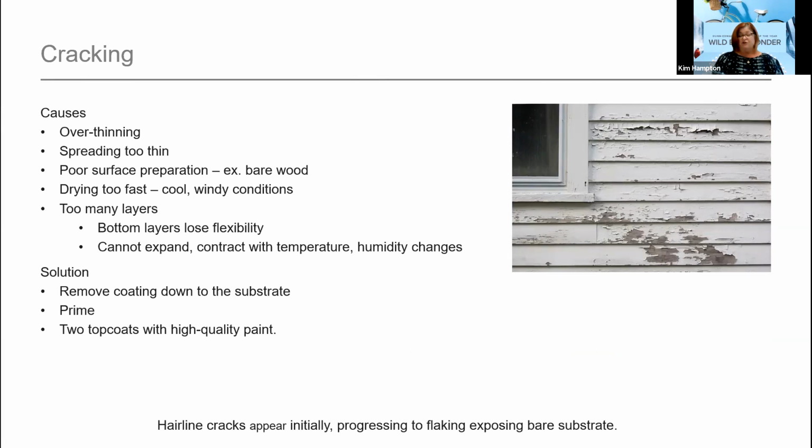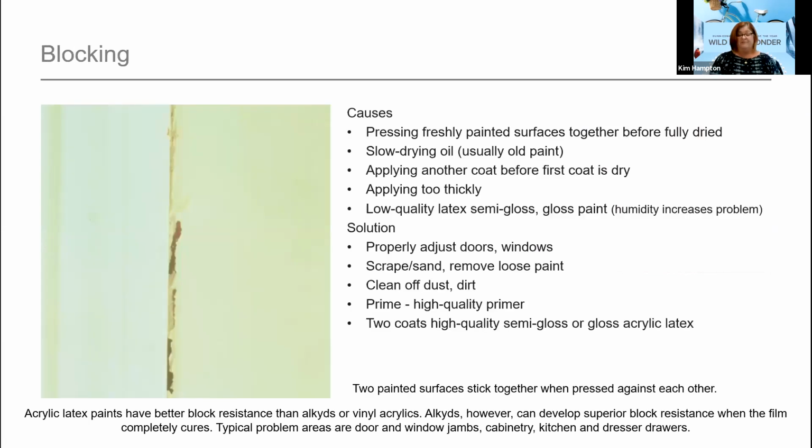To resolve the issue of cracking, it is best to remove the coatings down to the bare substrate, then prime and apply 2 top coats of high quality paint. Next, we move on to blocking. Blocking occurs when 2 painted surfaces stick together when pressed against each other.